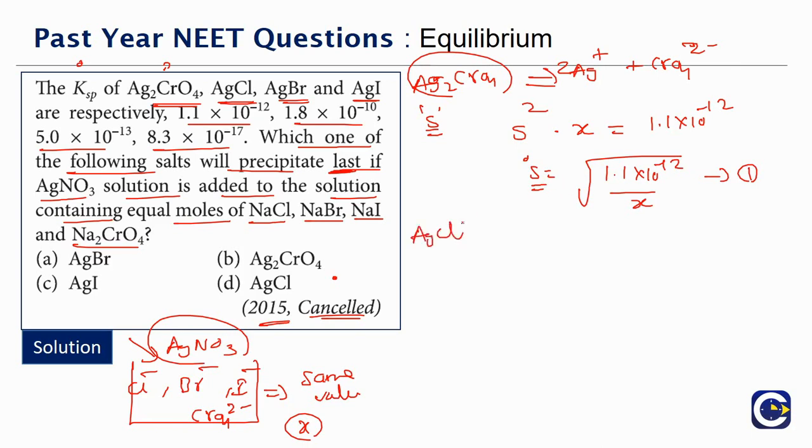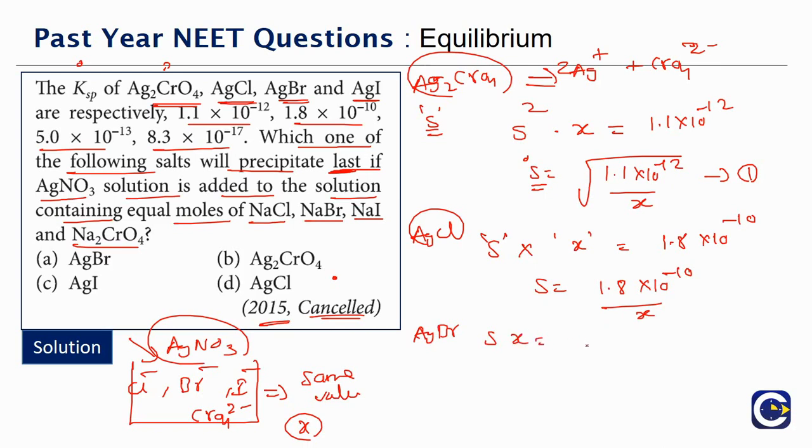Similarly, if you look at AgCl, what is the Ksp value? 1.8 into 10 power minus 10. Means concentration of Ag is S into concentration of Cl minus is X, and the value will be equal to 1.8 into 10 power minus 10. Means the value of S where the precipitation starts is 1.8 into 10 power minus 10 by X. For AgBr, same formula, S into X, but the Ksp value is different: 5 into 10 power minus 13. So the value of S here will be 5 into 10 power minus 13 by X.